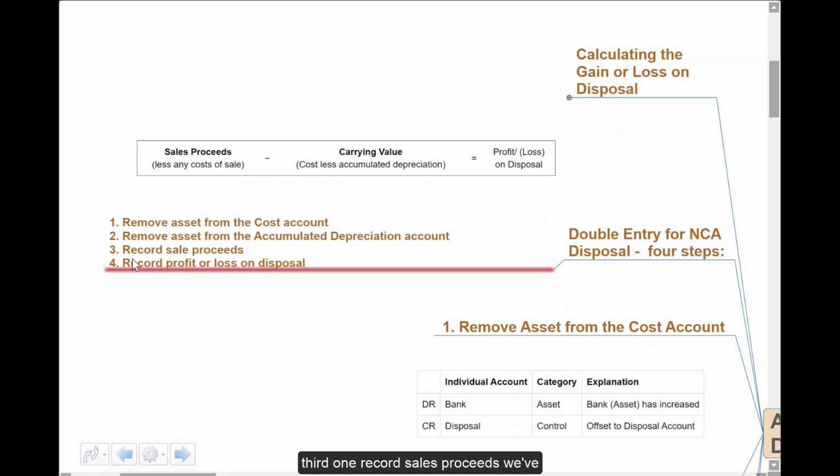Third one, record sales proceeds. We've received, for argument's sake, $10,000, $20,000 into our bank account. We need to record it. And then the last thing, which in one sense drops out, but we do make an adjustment for it, is record the profit and loss. Well, the profit and loss is really the difference between the first three, isn't it? In some way, shape, or form. And we only know if it's profit or loss by doing the calculation.